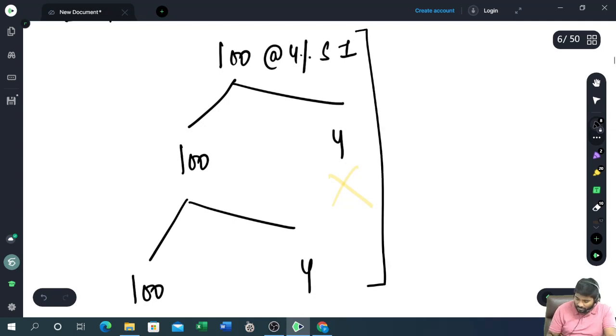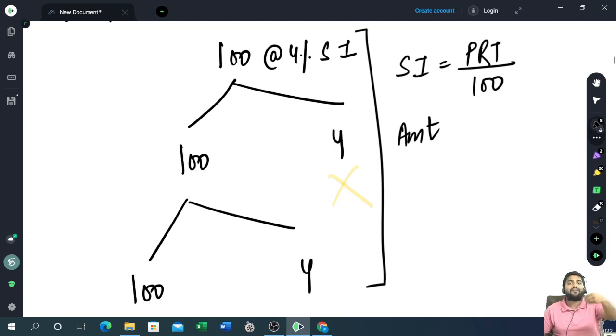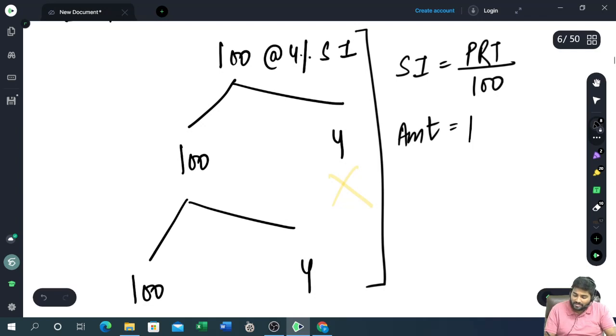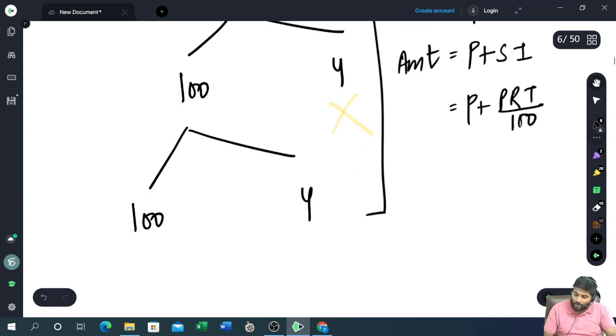Very good. Simple interest is equal to PRT by 100. And what is amount? Amount is basically the value which you get after some point of time, after 1 year or after 2 years or after 2-3 years. So amount is principal plus simple interest. Okay, so what can I say? Principal plus PRT by 100, yes or no? Okay, so principal gets common, 1 plus RT by 100.